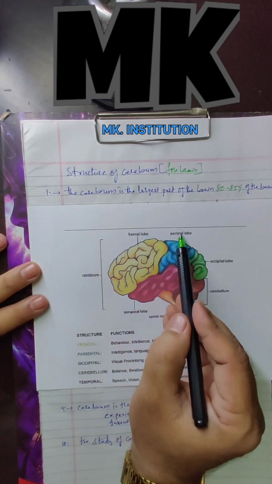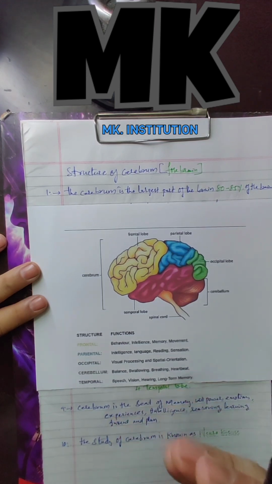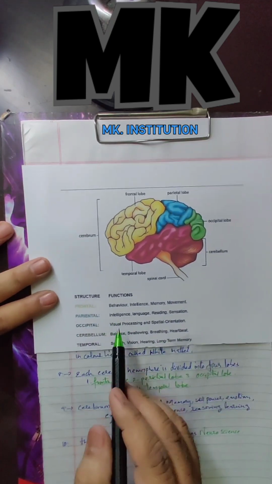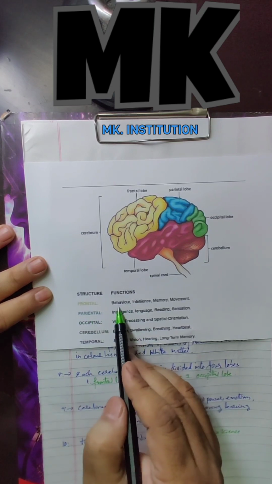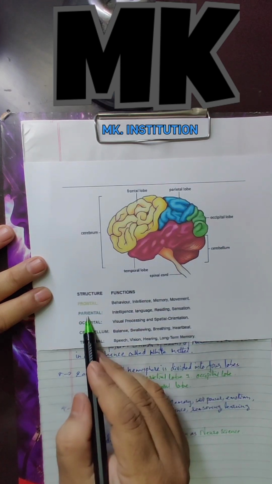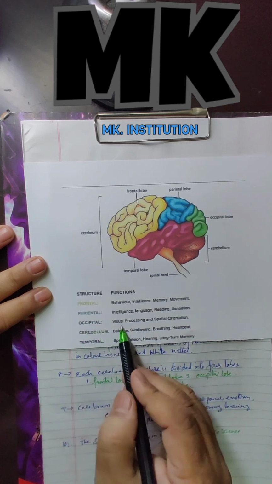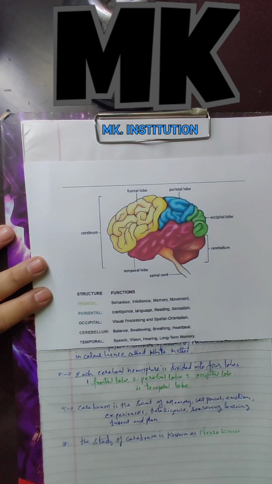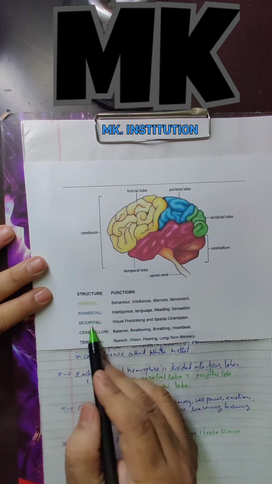This is the structure of the cerebrum, completely clear. And each and every lobe will analyze the messages. Now, what is the main work of the lobes? To analyze different types of messages. Check this one, the frontal lobe. It helps in behavior, intelligence, memory, movement. Parietal lobe: intelligence, language, reading, sensations. Occipital lobe: visual processing and spatial orientation, like how to frame any type of programs. These are the work of frontal, parietal, occipital.